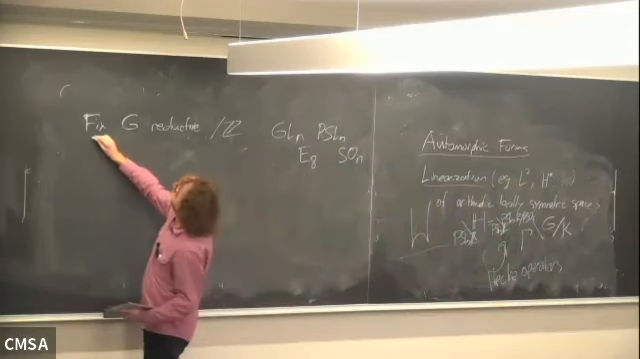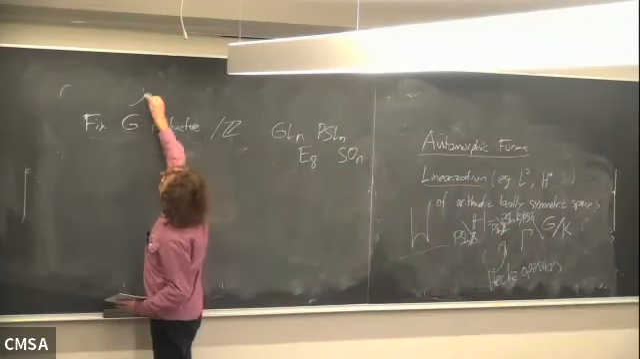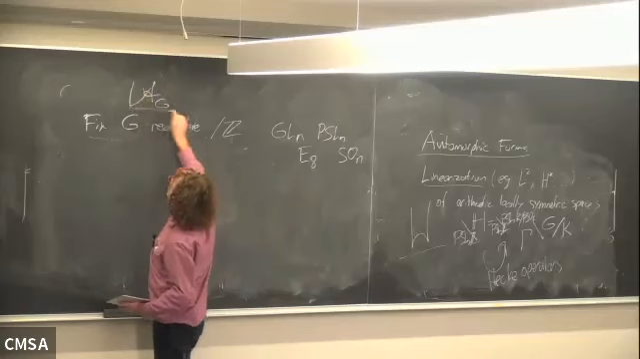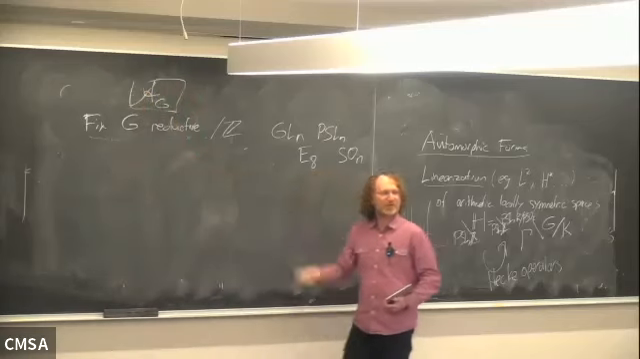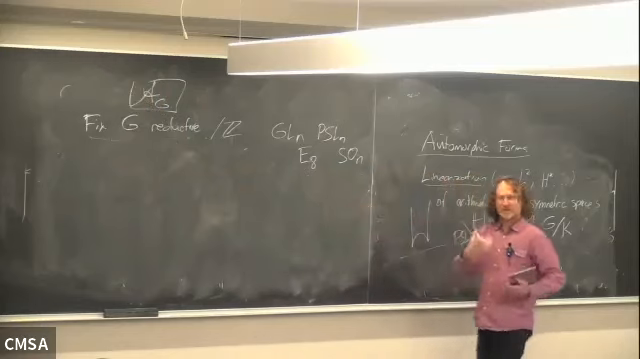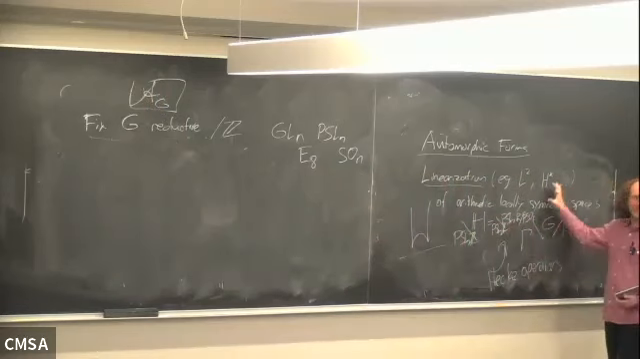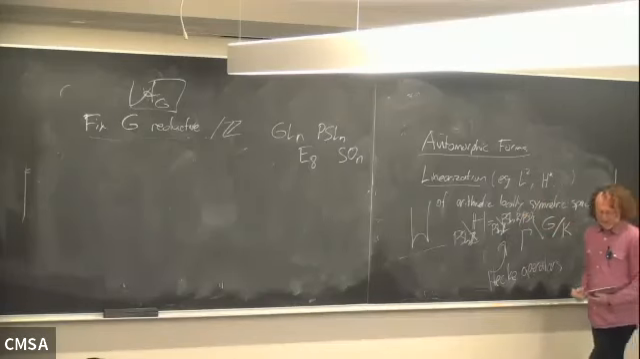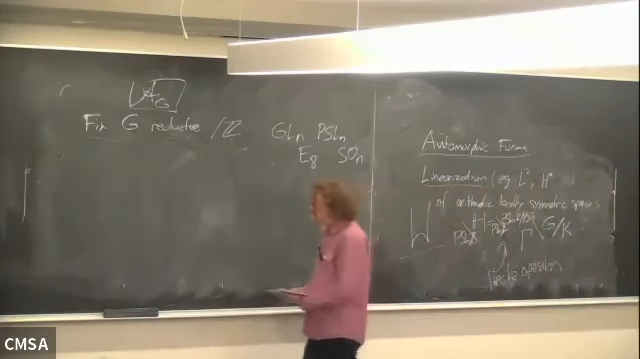But right now, we're going to fix this group, and I'm going to try to build a single theory, a single quantum field theory, A sub G, associated to this data. And that's supposed to capture all the theory of automorphic forms associated to this G. So how is that going to work?